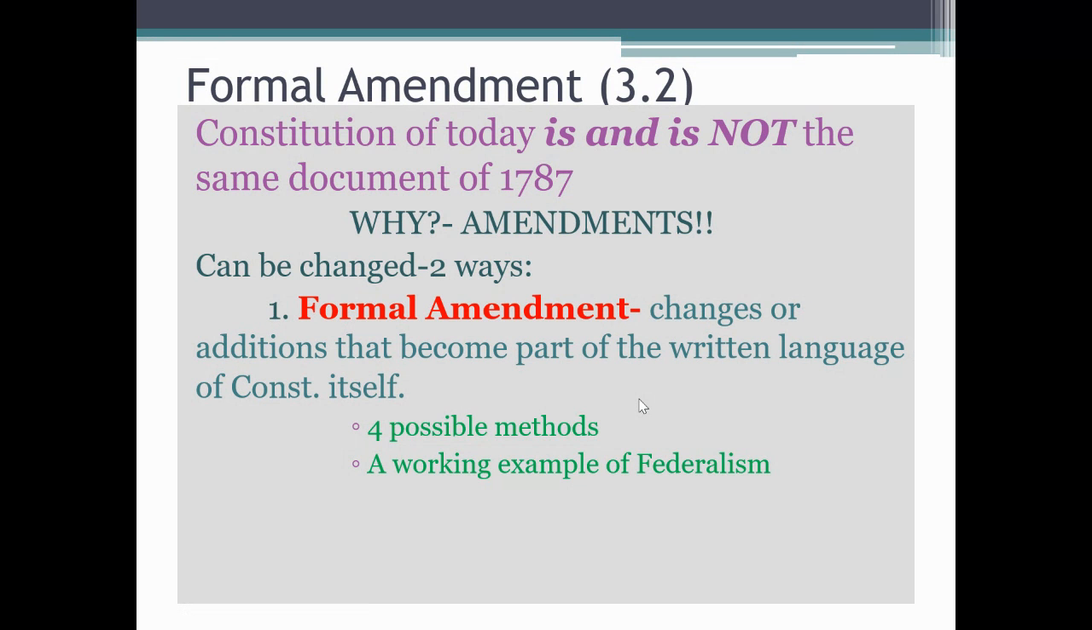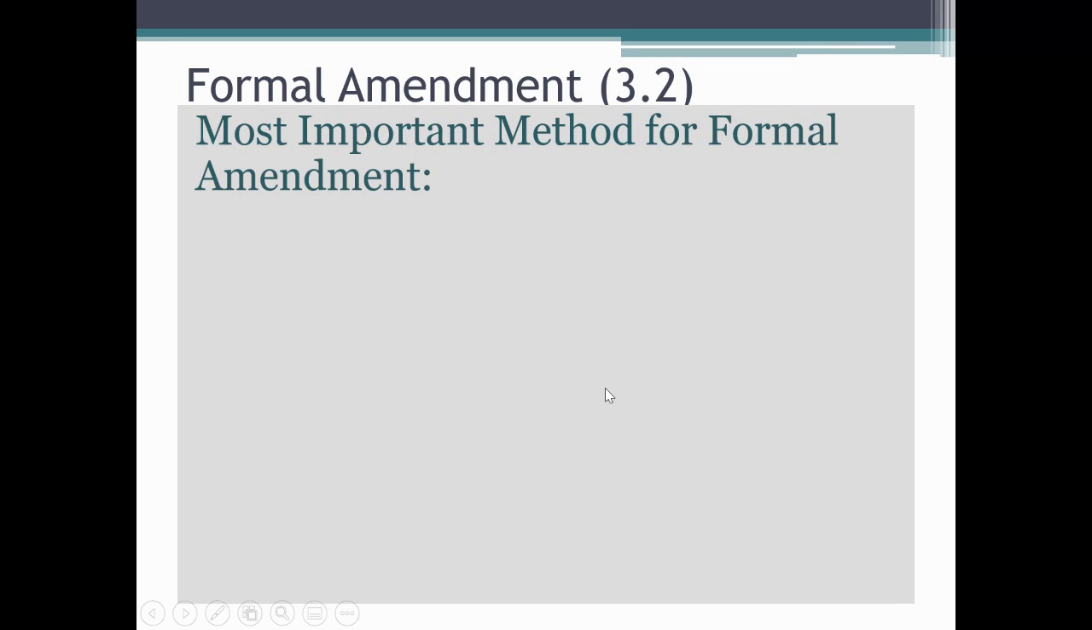It's really an example of how federalism works. Since we have a federal system, which is when power is divided between a national government and state governments, it takes both the federal government and state governments in order to ratify a formal amendment. The other way is just the general idea of change by other informal means. We'll get to that in a moment, but let's take a look at that first method.